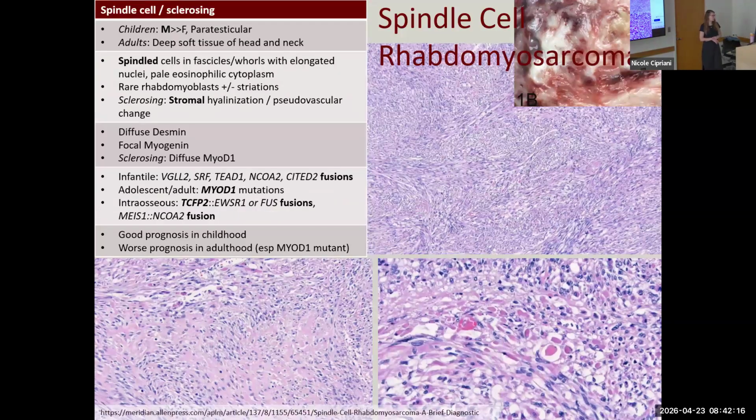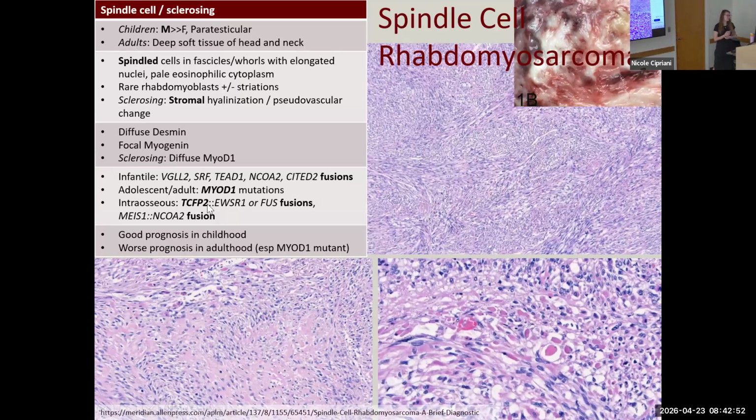Then there's the spindle cell rhabdo, which is kind of a variable, heterogeneous entity. So it could almost look like a myofibroblastic or a smooth muscle neoplasm. Occasionally, you might see cross-striations in rhabdoid cells, and occasionally you'll have extensive collagenous deposition, which is called the sclerosing variant. This can happen in kids in the paratesticular area, adults in the deep soft tissue of head and neck. Depending on where you are and what age you are at, you might see different genetics. So is this one entity? Is this many entities? I don't know, but it's all listed under spindle cell rhabdo.